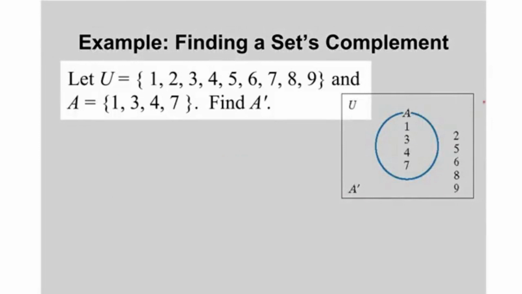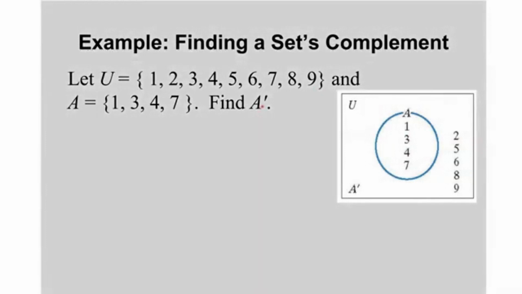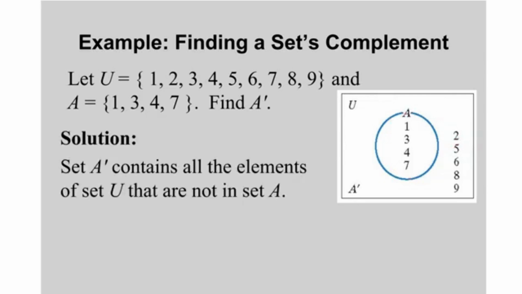Now let's consider the following examples. Given this universal set, which is the set containing 1, 2, 3, 4, 5, 6, 7, 8, 9, and set A to be the set containing 1, 3, 4, 7, we want to find the complement of A. So the complement of A are the elements outside of this circle A here. And the elements are 2, 5, 6, 8, and 9.